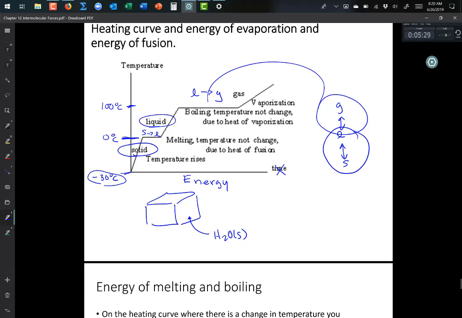So if you think about this piece of ice, it's a solid, and then you heat it up, and it begins to melt, and then it heats up some more, and then it vaporizes, and then it can heat up again. So you can get steam, water vapor, at very high temperatures.